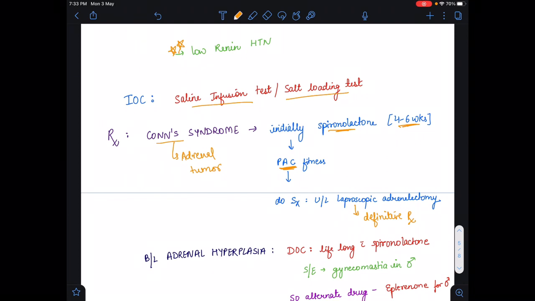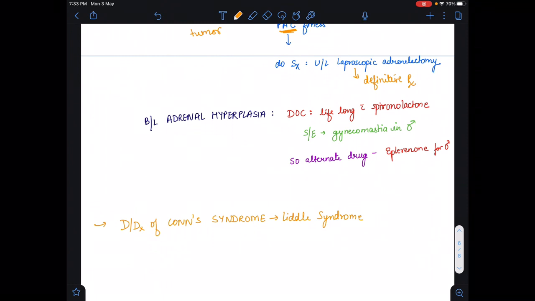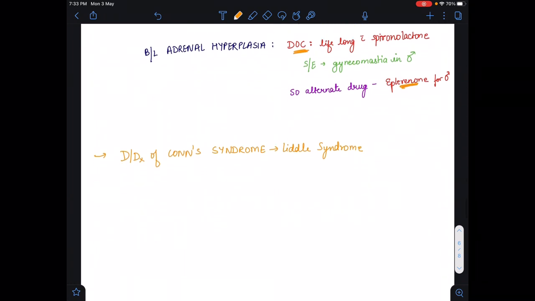So in Conn syndrome, spironolactone is given for 4 to 6 weeks, and it is given initially, not after the surgery or something else. And in the treatment of bilateral adrenal hyperplasia, the drug of choice is lifelong spironolactone. And as we all know, spironolactone has one side effect, that is gynecomastia in males. So to prevent gynecomastia in males, we have to give the alternate drug to spironolactone, and that is eplerenone. So eplerenone is given for the male patient to prevent gynecomastia in adrenal hyperplasia.